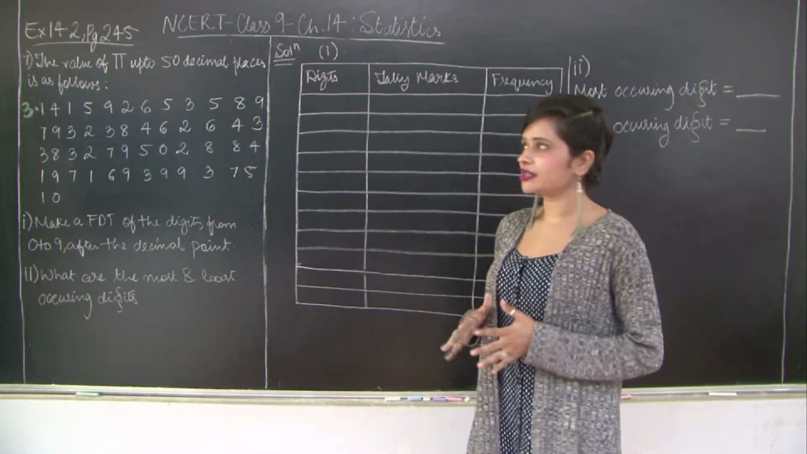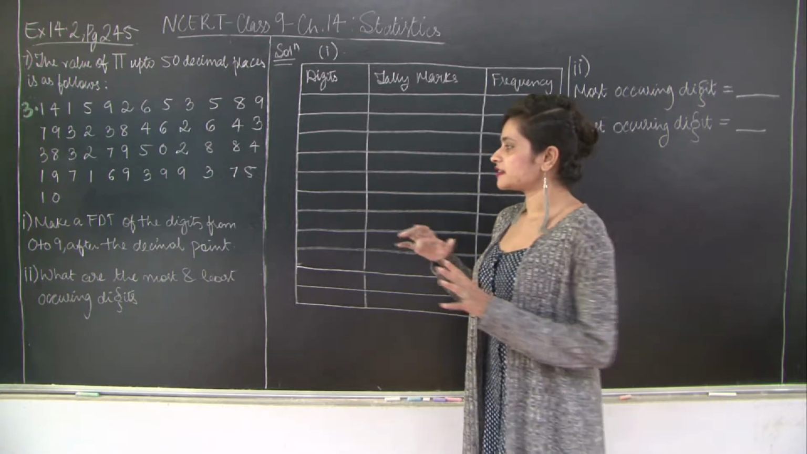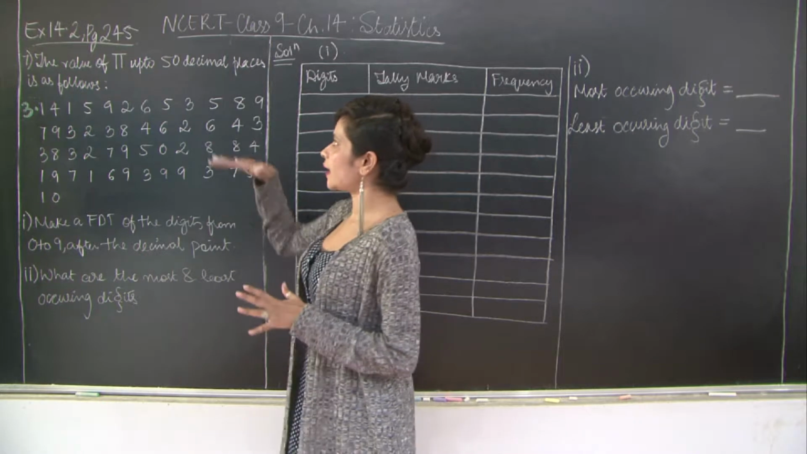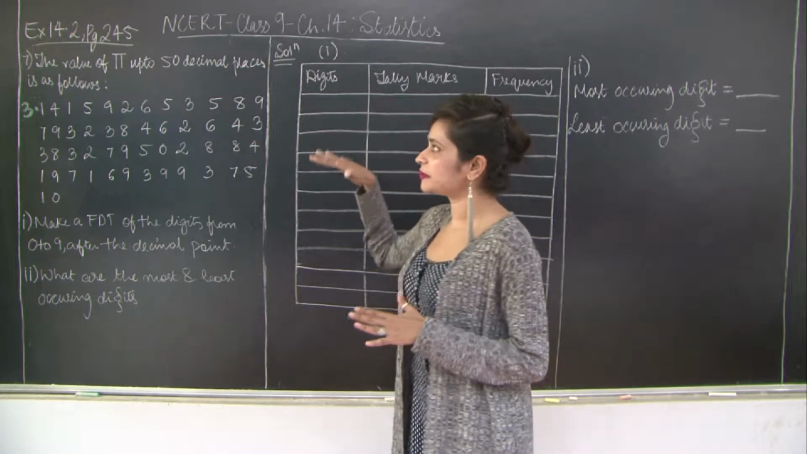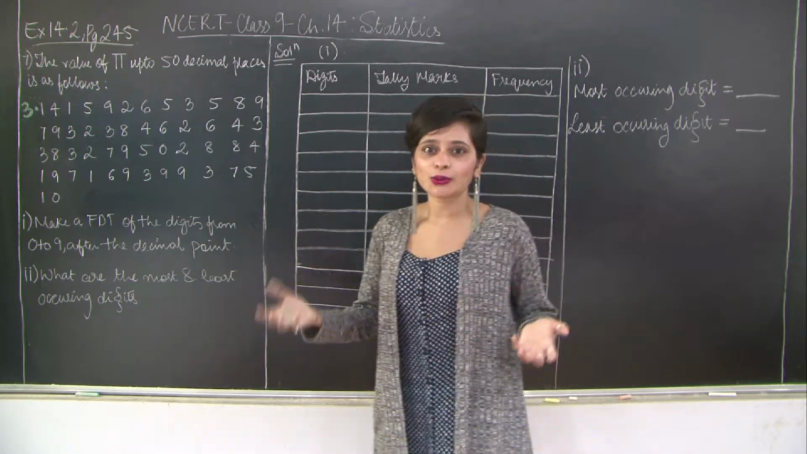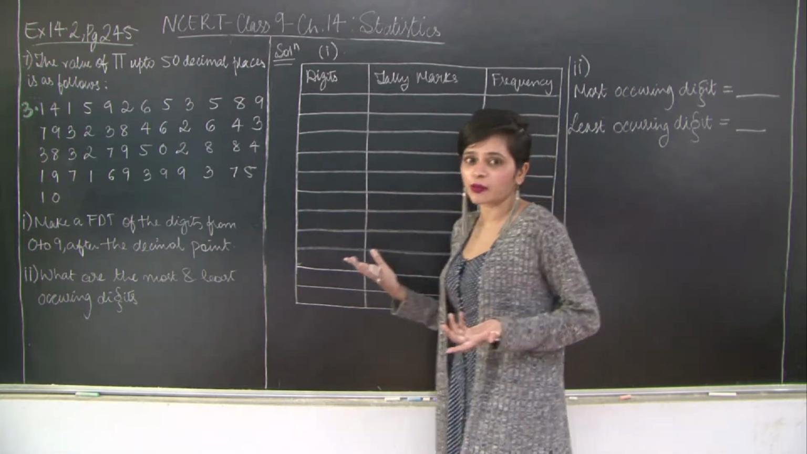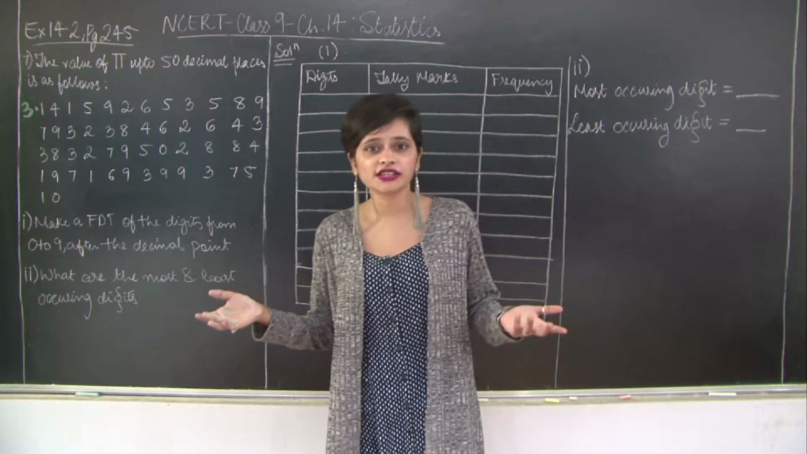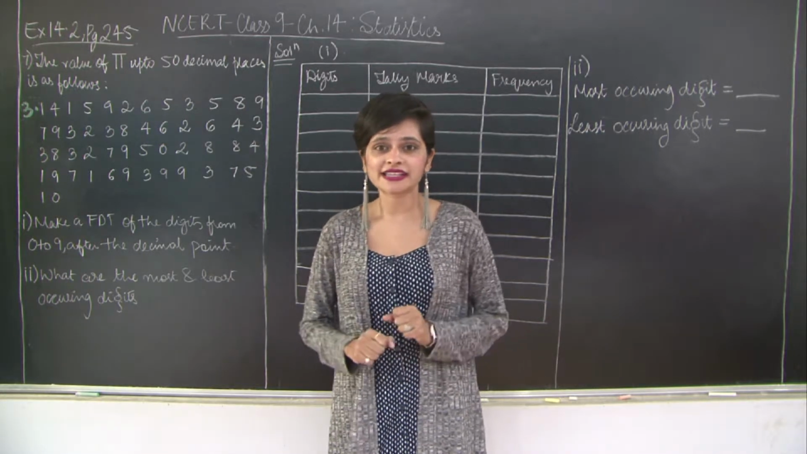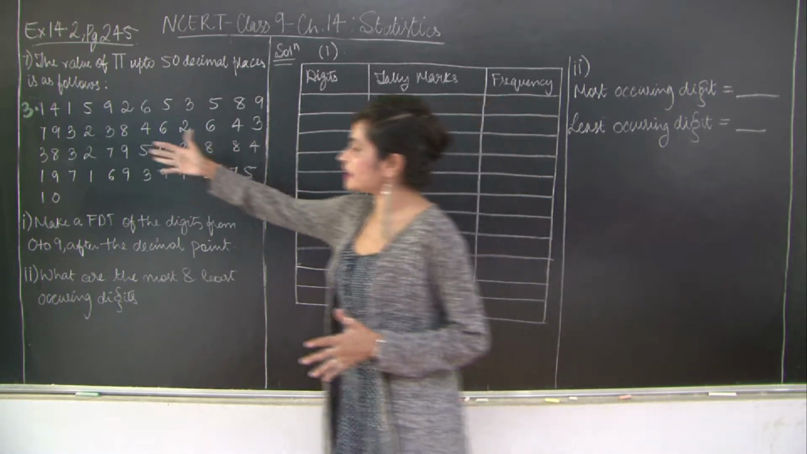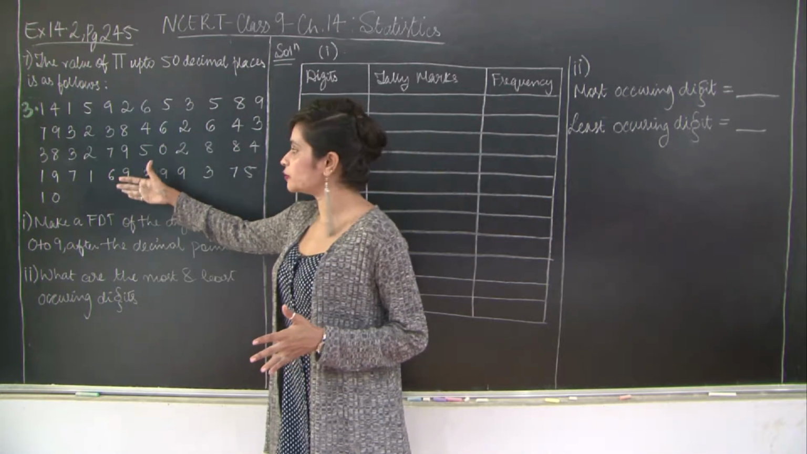The seventh question, a pretty simple one, but just needs a slight understanding. It states that the value of pi up to 50 decimal places is as follows. Were you aware that pi had up to 50 decimal digits after the decimal point? All we learned was pi is equal to either 22 by 7 or 3.142. But here we have the number of digits after the decimal to be 50.